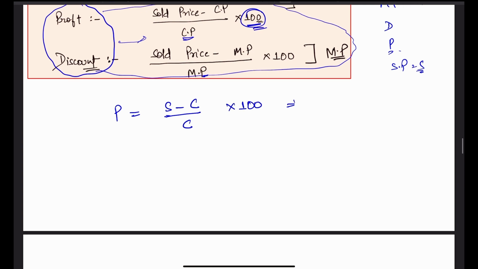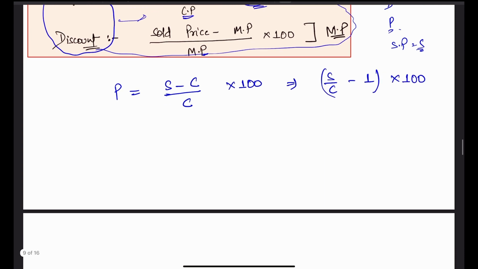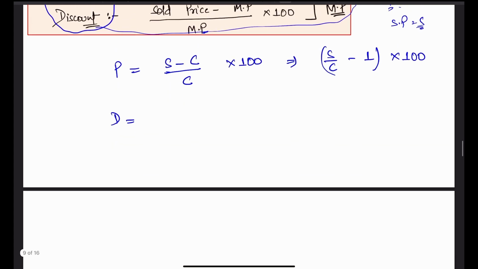So I can rewrite it as S by C minus 1 into 100. Discount, on the other side, I can write as S minus M upon M into 100. So this is nothing but S by M minus 1 into 100.